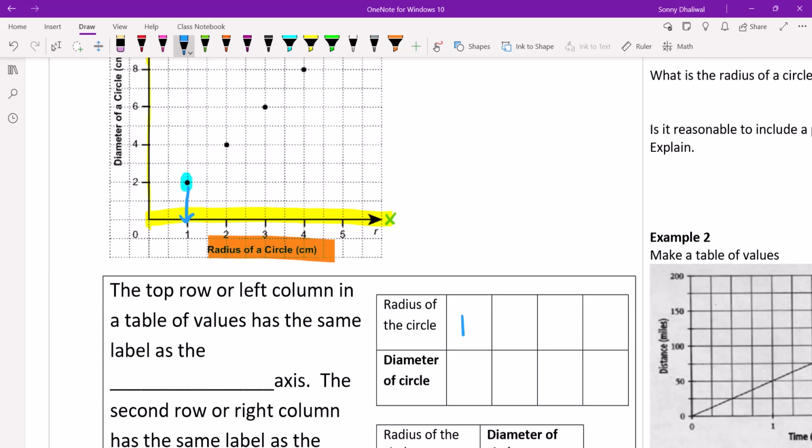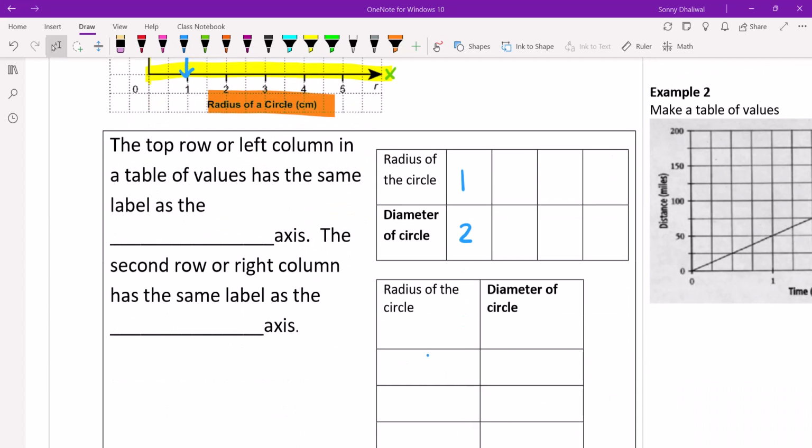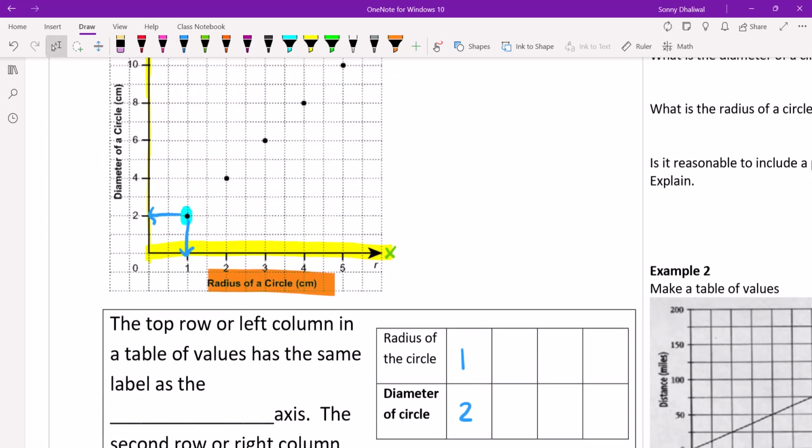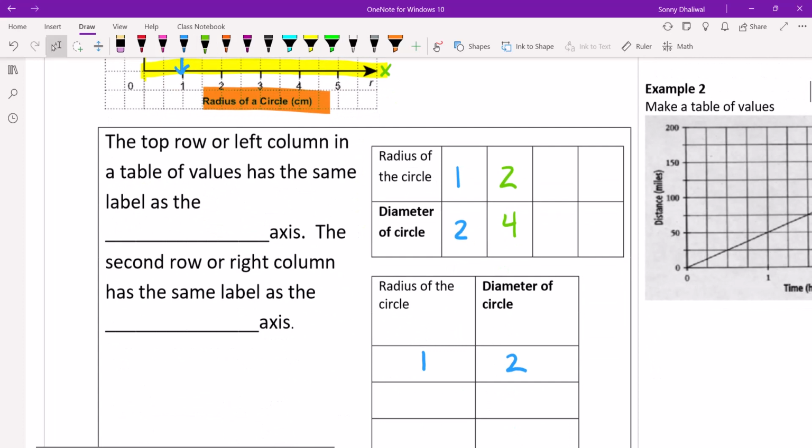Now, what is the Y value of this point? 2. So we go from here across, that goes there, 1, 2. All right, so I'm going to transfer that information over here. We said the radius of the circle is 1, and we said the diameter is 2. Okay, then next point, let's do it in green. What's the x value? What's the y value? 2 and 4. Thank you. So in green, x is 2 and y is 4.